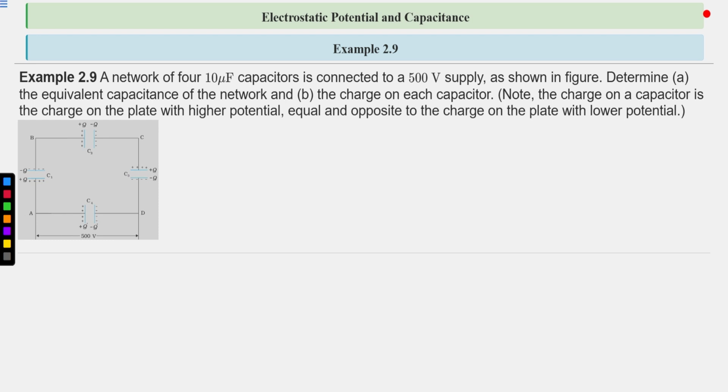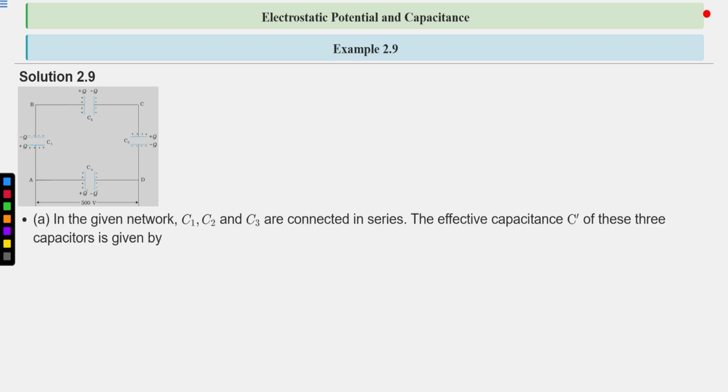Now again the diagram. In the given network, C1, C2, C3 are connected in series. The effective capacitance C dash of these three capacitors is given by: since these three capacitors are in series, their equivalent capacitance is 1 by C dash equal to 1 by C1 plus 1 by C2 plus 1 by C3.